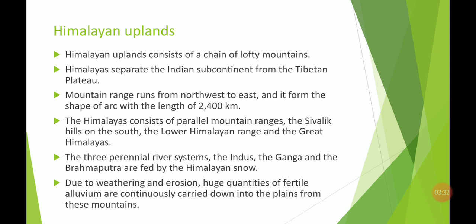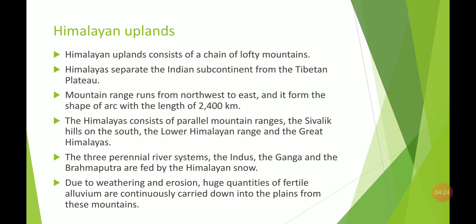Now move to the next. The mountain range runs from northwest to east and forms the shape of an arc. The stretch of the mountain range is about 2400 kilometers, forming the arc shape. And next, the Himalaya consists of parallel mountain ranges. So what are these parallel ranges? The Shivalik, the lower Himalaya or the Himachal, and the Great Himalaya or the Himadri. These are the three parallel ranges found in the Himalayan region.